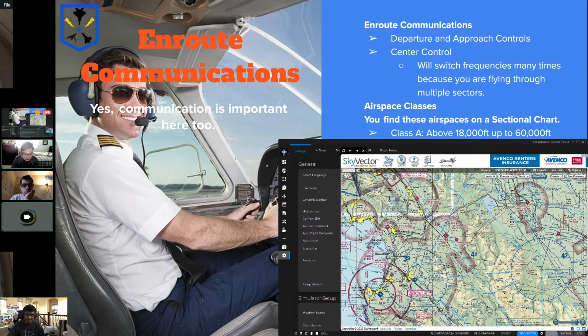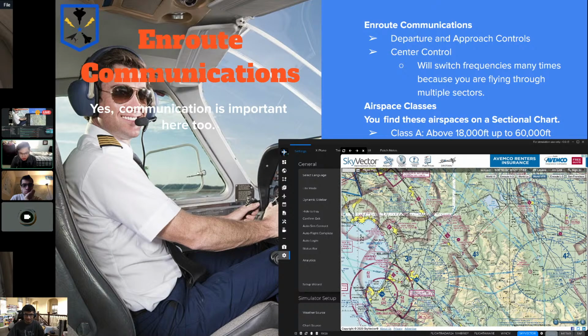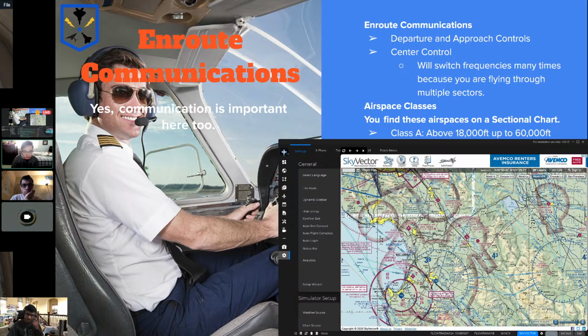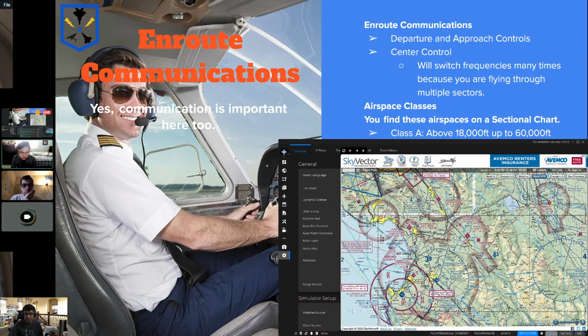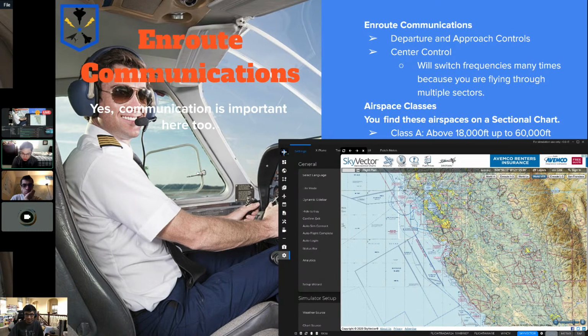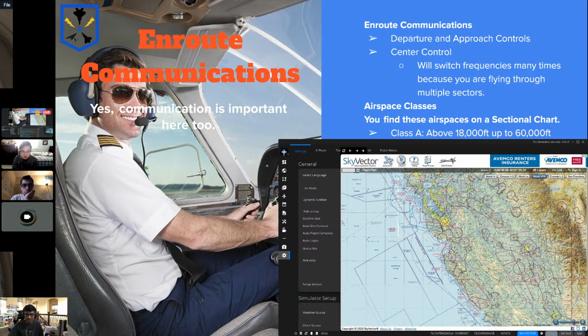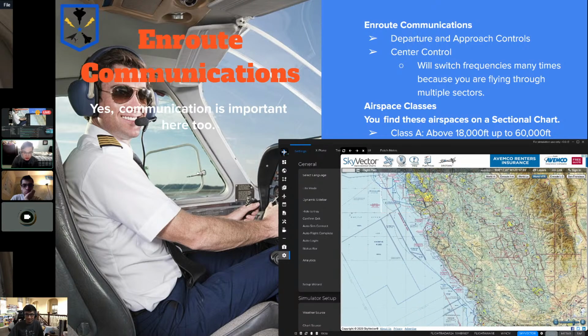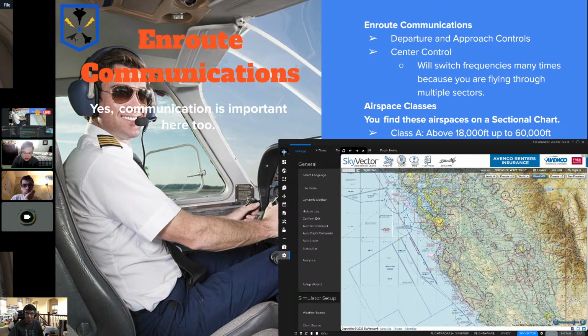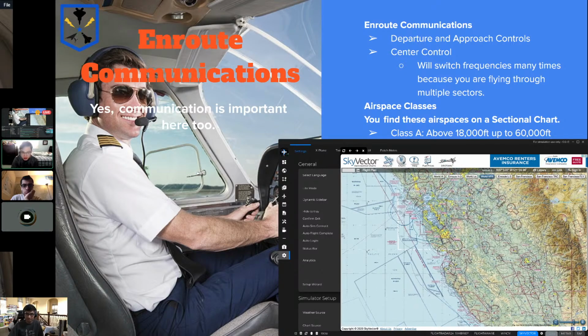Class Golf is the one uncontrolled airspace. Class Alpha, Bravo, Charlie, Delta, and Echo are all controlled airspaces, so you can talk to air traffic control, or technically you have to in Class Alpha, A, B, C, D. But in Class Echo, you don't need to talk to controllers. It's optional. So Class Echo is basically half controlled, half uncontrolled. It's your choice. Class Golf is purely uncontrolled, and it's basically under the Class Echo.